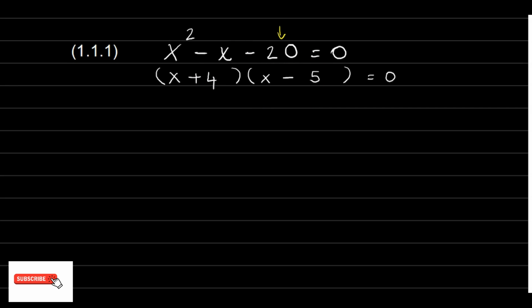Right, so from there we can just see that we've already factorized this quadratic equation. Therefore, your x is equal to negative 4 or your x is equal to 5. We are done. Okay, let's move on to the next question.